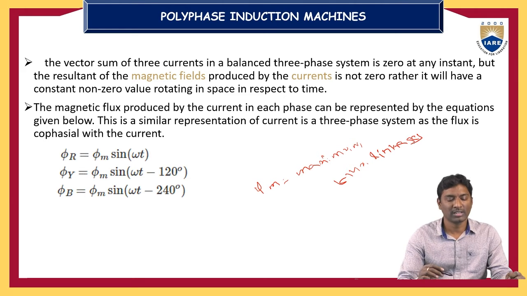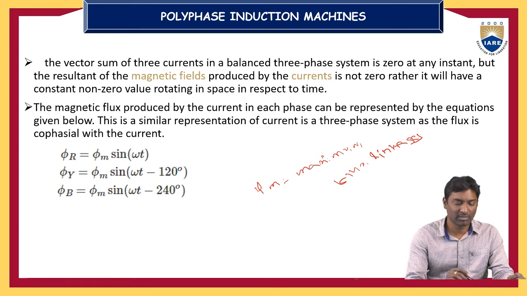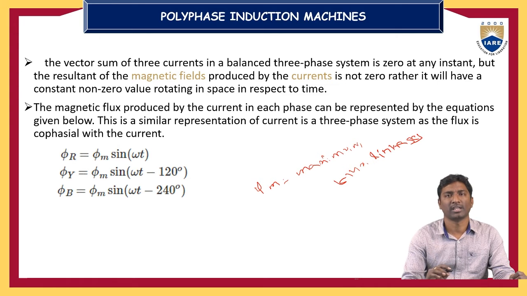This is the similar representation of the current in a three phase system, as the flux is co-phasal with the current. In the case of the R phase, phi r is equal to phi maximum into sine omega t, similar to the current Ir is equal to I maximum into sine omega t. So this is the similar representation of the current in a three phase system, as the flux is co-phasal with the current.